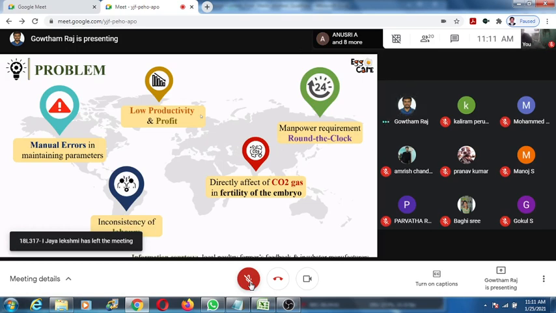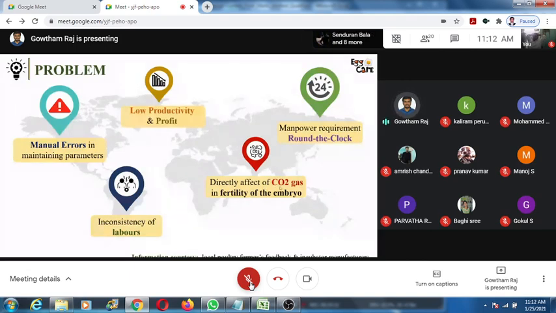The next problem is that due to manual labor, there is inconsistency of labor, and if the laborer makes any error while monitoring the parameters or taking care of the chicks during production, there is low productivity and the profit ultimately goes down. And inside the incubators, as the egg and chick grow day by day, when it breaks the shell, a small amount of CO2 gas, in parts per million, is emitted from that embryo, the egg shells.